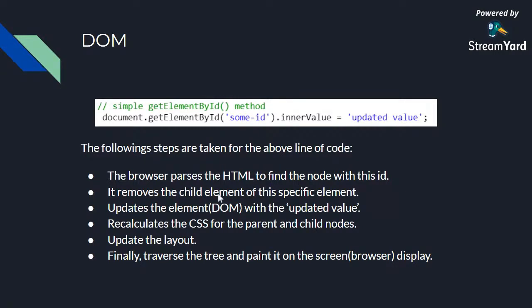Then it removes that particular element from the specific element. For example, this ID has children inside that particular element, right? So the browser needs to remove those children as well, because the parent value is changing. What might happen is that the children value might change as well. So the browser needs to remove all the children of this particular element as well. Then it updates the element with the updated value right here.